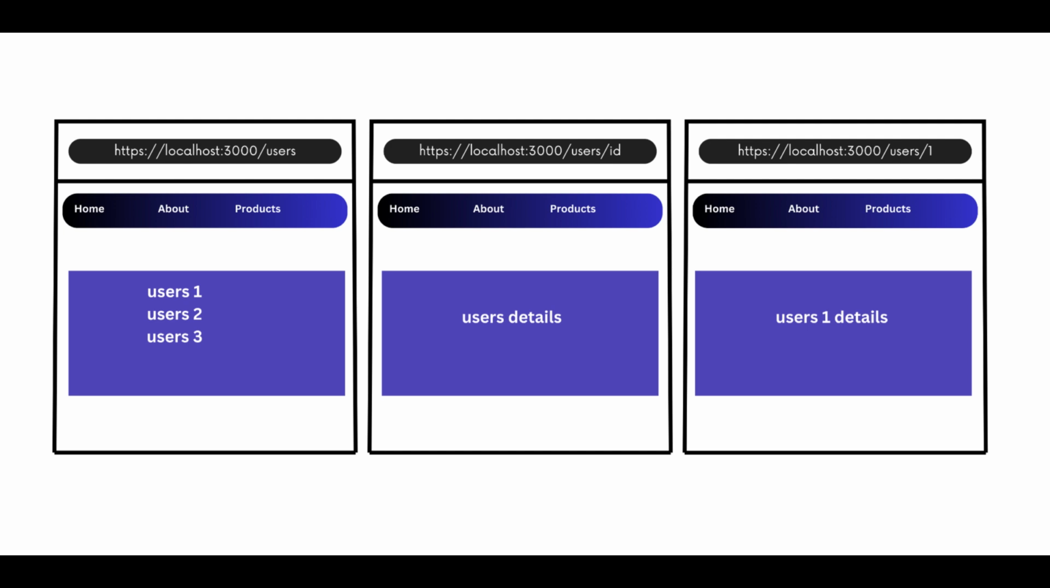So what if we want to click on each user page and see the unique details of each user? When you head over to users/ID, and the ID could be users/1, users/2, users/3, we should see user 1 details, user 2 details, user 3 details, matching their respective ID parameters. And to do that, we need to create dynamic route segments.